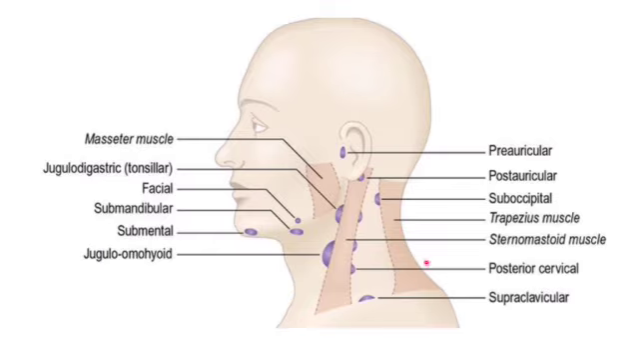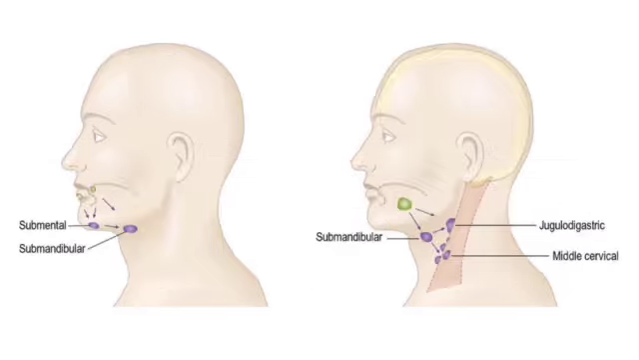This picture shows various nodes like submental, submandibular, facial nodes, preauricular, postauricular nodes, suboccipital nodes, then posterior cervical nodes and supraclavicular nodes. So let us see the drainage of the nodes. The lower lip and the tip of the tongue will drain to the submental nodes, and this submental node will further drain to the submandibular nodes. And in this picture, the submandibular nodes will further drain into the jugulodigastric and middle cervical nodes.